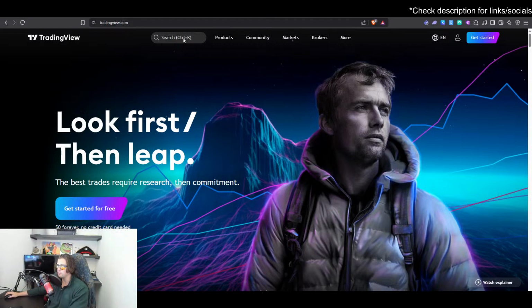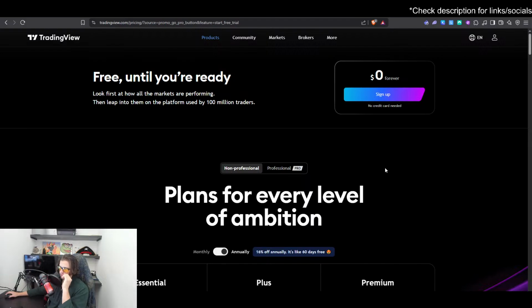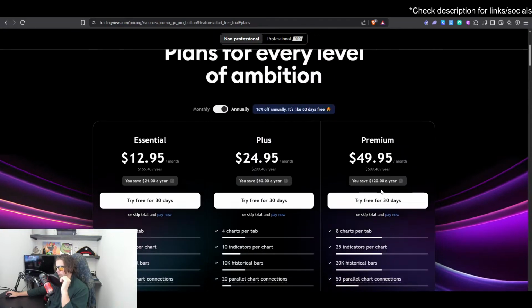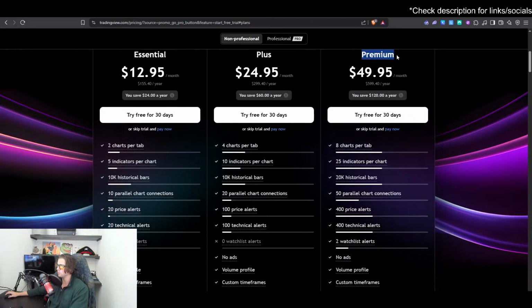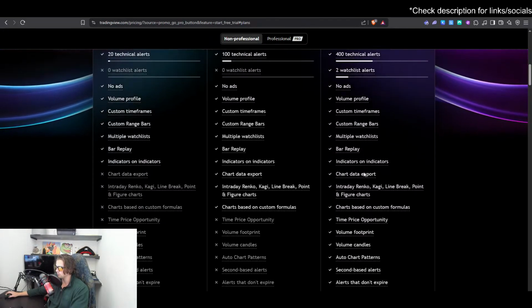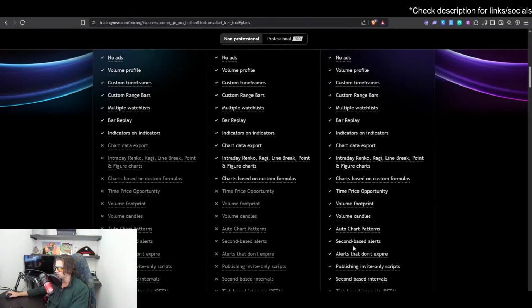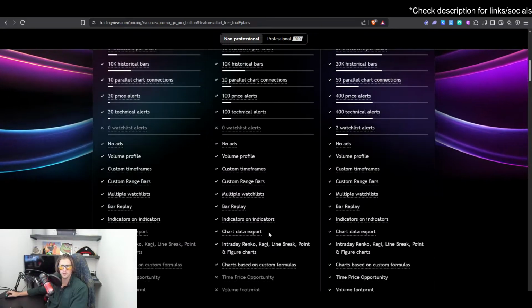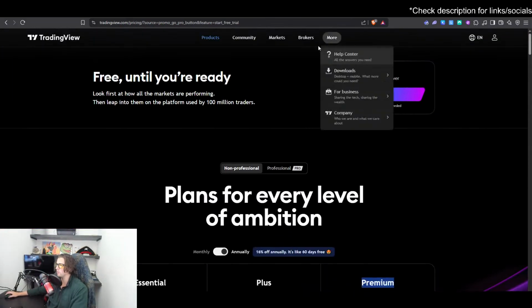So, TradingView. Let's see. If you sign up for TradingView, you can just keep it at free. There's no need to use any of this, but this will show you at least what the difference is between all of them. Now, I used the premium one. The only reason I used the premium one is because I like to have multiple charts per tab, and I also like to have second based intervals. I like to go below 1 minute. So if you're just using a free plan, I'll talk all about that actually.